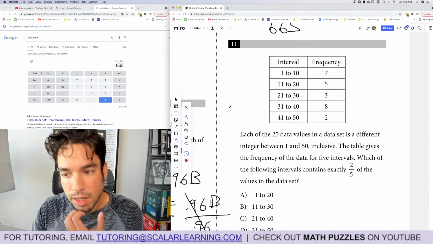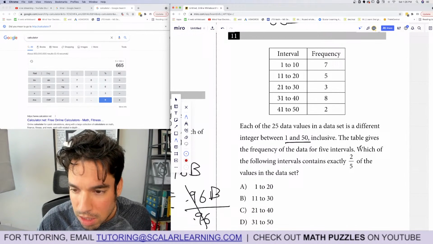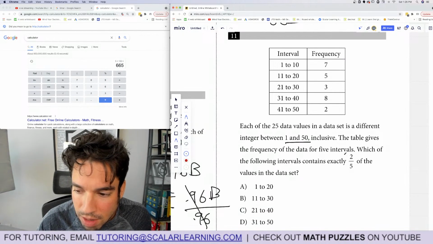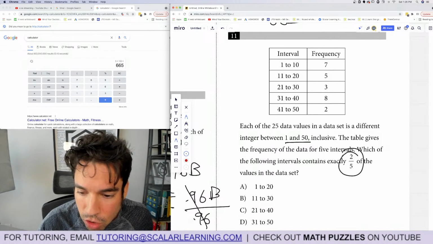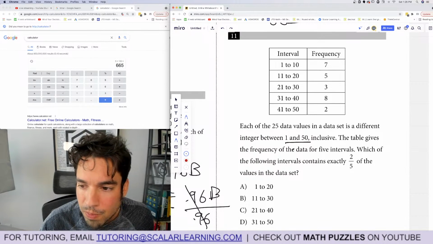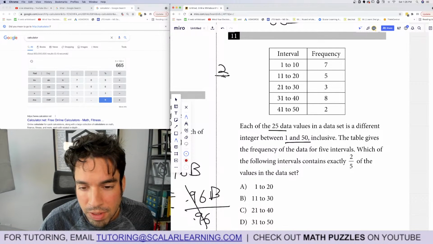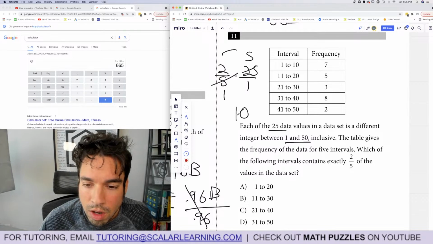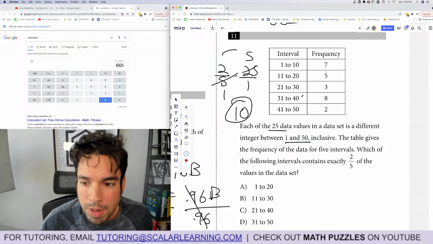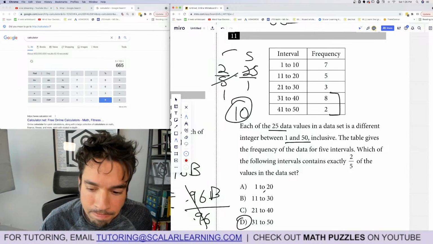11. Each of the 25 data values in a set is a different integer between 1 and 50 inclusive. The table gives the frequency of the data for 5 intervals. Which of the following intervals contains exactly 2/5 of the values in the data set? Well, here's the dealio. It's 25. So first of all, what is 2/5 of 25? Cancel, 1, 5, 10. So which range has 10 if you combine it? Well, this one, 31 through 50, and that's right there. Just make sure nothing else.